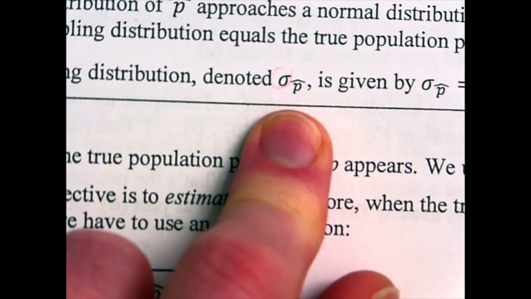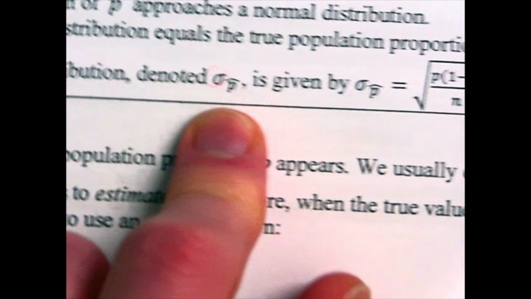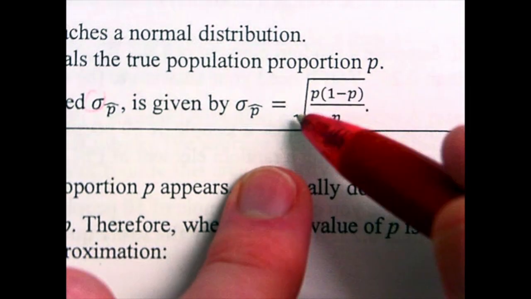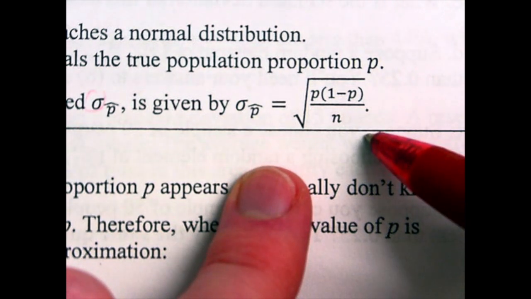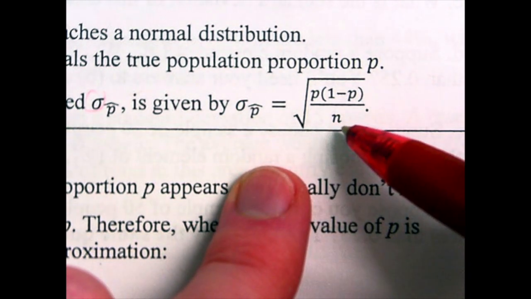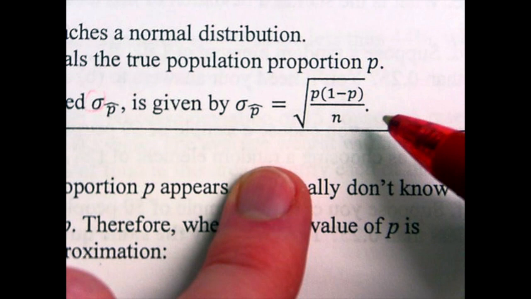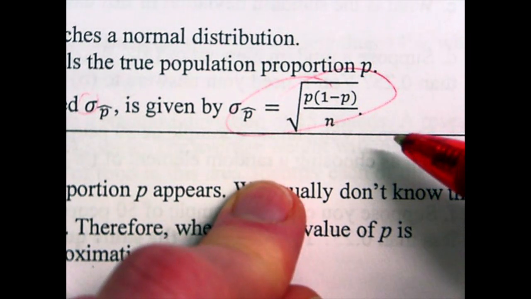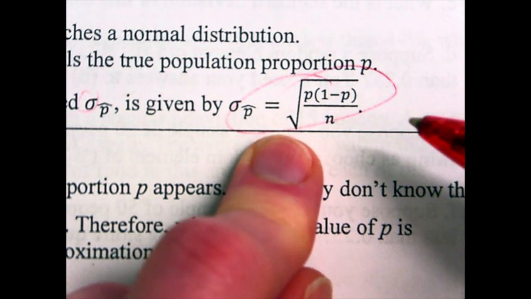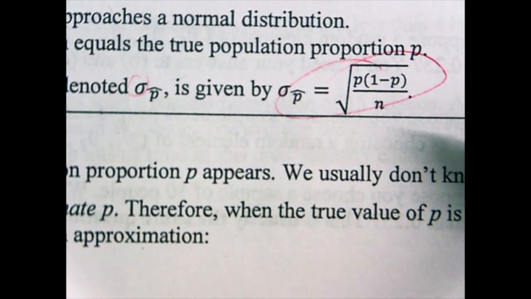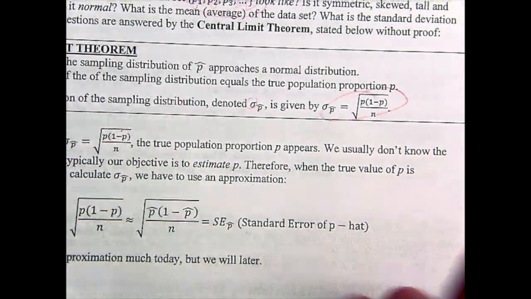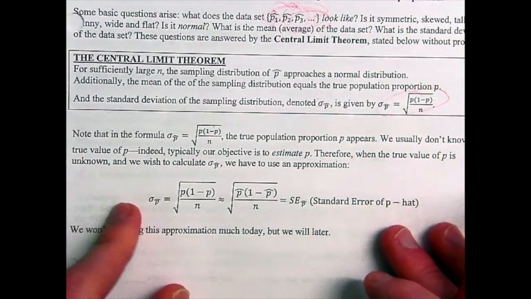And what is it? Well, it's given by this formula right here: the square root of p times 1 minus p, over n, where n is the sample size and p is the true population proportion. Where that comes from would take us a little too far afield. It's not too hard to explain, but this lesson's already long enough. So we'll just take it on faith in this class that this is the correct formula and not inquire too much about where it comes from.